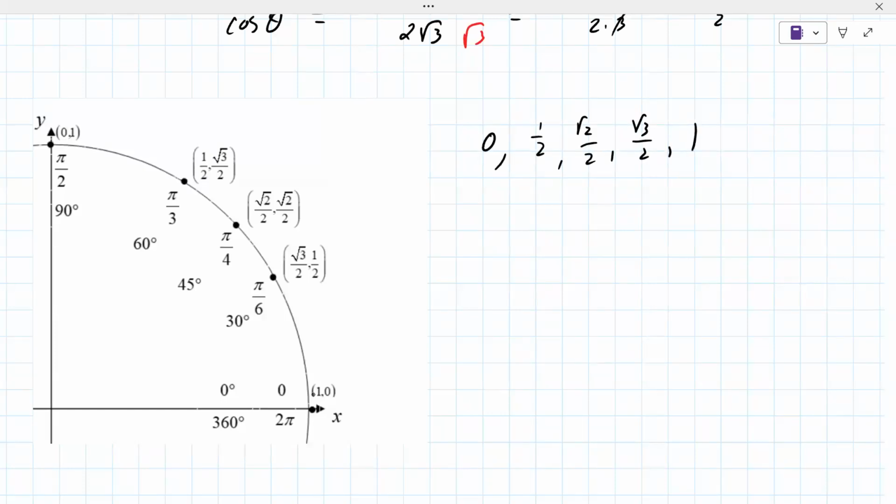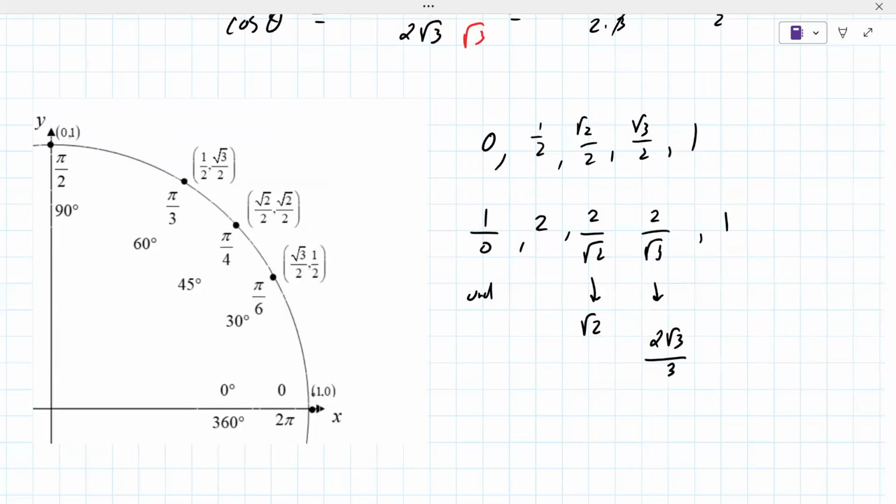And then you also get the reciprocals of these. Now, 1/0 is undefined. This is 2. This is 2/√2, which you have to rationalize, and it becomes √2 when you rationalize it. This one is 2/√3, which when you rationalize it becomes 2√3/3. And then this one is 1.